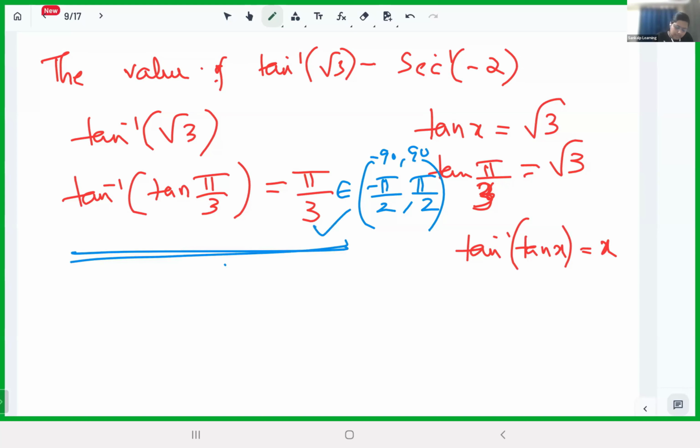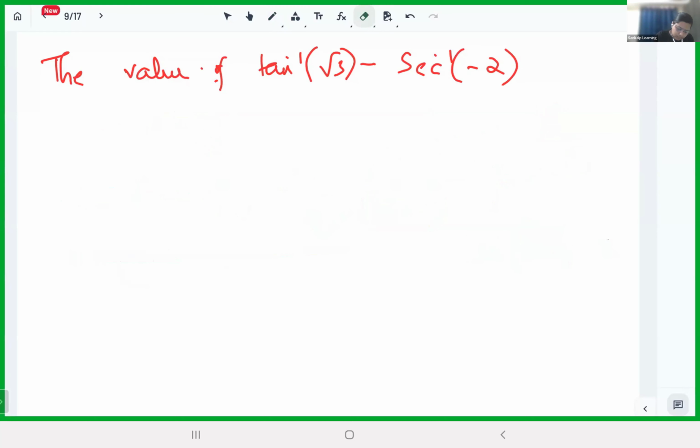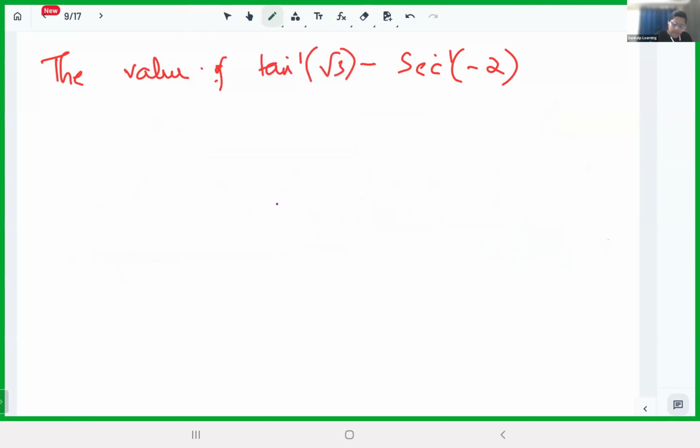Now the second part is sec inverse of minus 2. So this one was pi by 3. Now we are going to find out the value of sec inverse of minus 2. Again, if you want to apply the property sec inverse of sec x is equal to x, we have to change this 2 in the form of sec, isn't it?